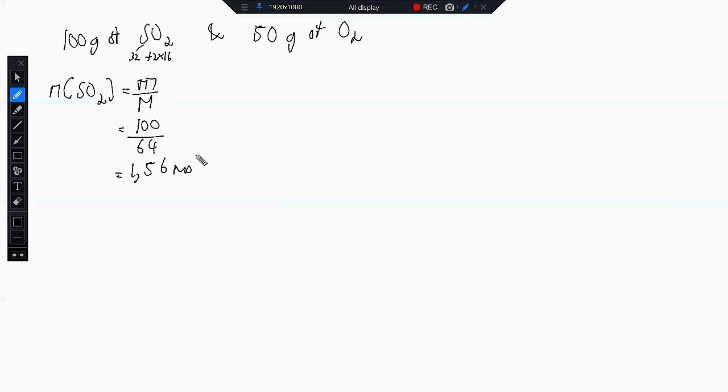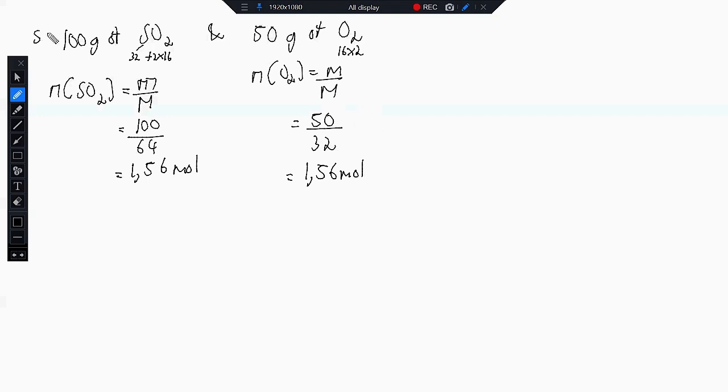1.56 mole, right? And then again, let's do it for oxygen gas. We have mass over the molar mass. And then our mass was 50. But then the molar mass of oxygen gas, remember, these are 2 atoms of oxygen. Each is 16, so that is 16 multiplied by 2, which will give us 32. Then 50 divided by 32, again, it's 1.56 mole. So we can see that they both have the same number of moles, right? So that's all you needed to do for 5.5.